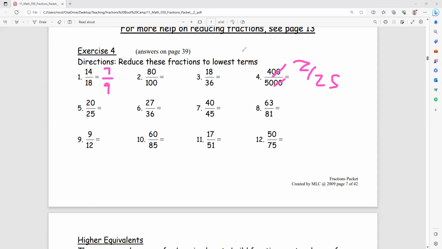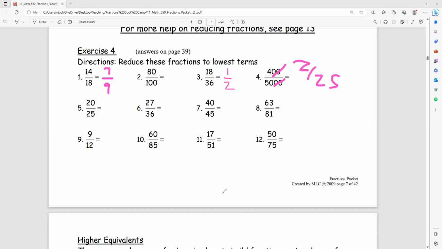So how do you simplify? You divide the top and bottom number by a number they both can be divided by. The GCF, the greatest common factor, right? Like for number 3, it would be 9, or it might actually be 18. 18 divided by 18 is 1. 36 divided by 18 is 2.